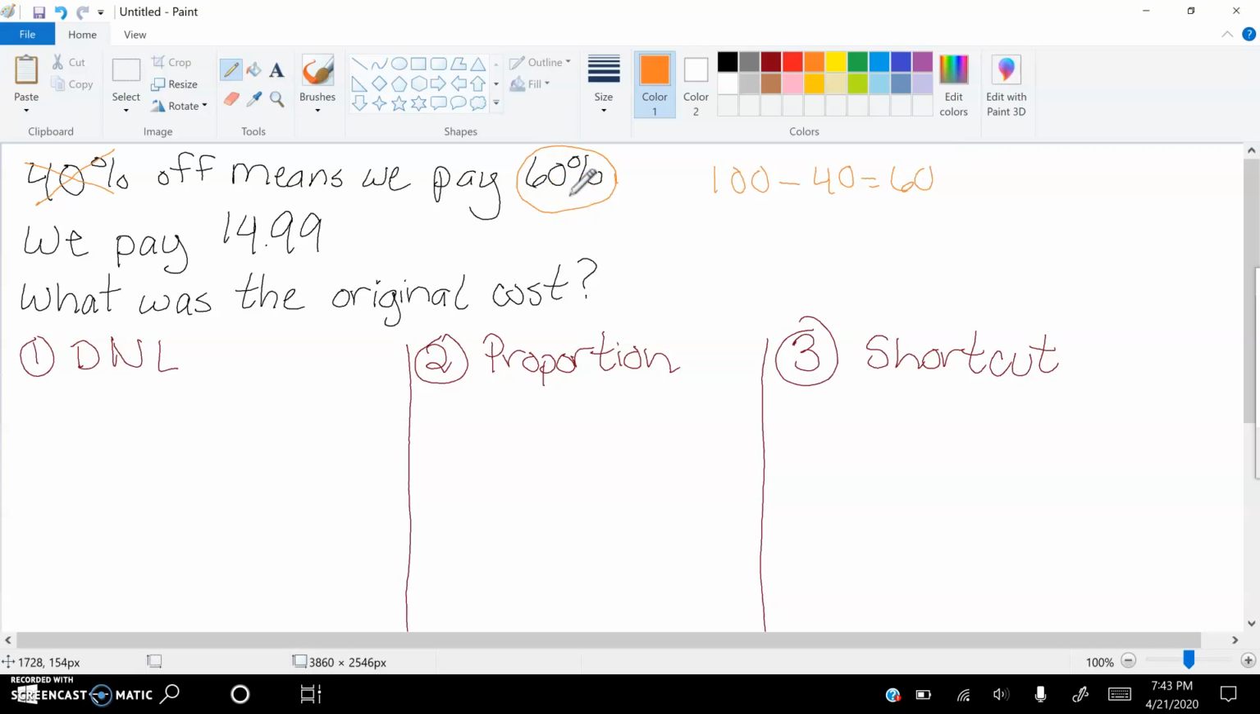So here is our percentage. It tells us that we pay $14.99. So $14.99 is 60% of the original cost, and we need to calculate the original cost. So let's start with our double number line.